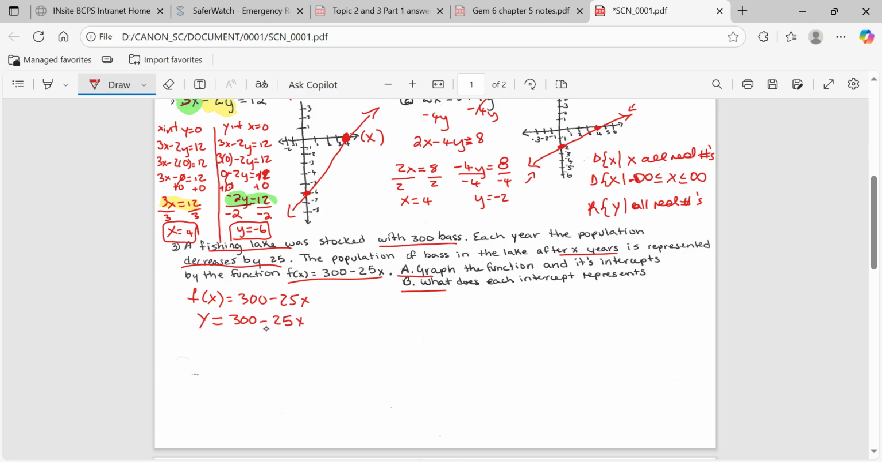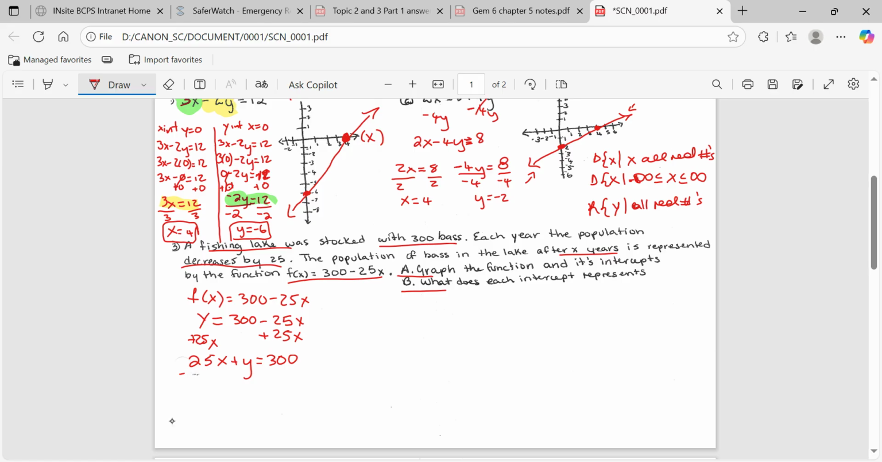And then I can add 25x on both sides so that it looks like standard form. Now I have 25x plus y, and that's equal to 300. There we go. This is in standard form.